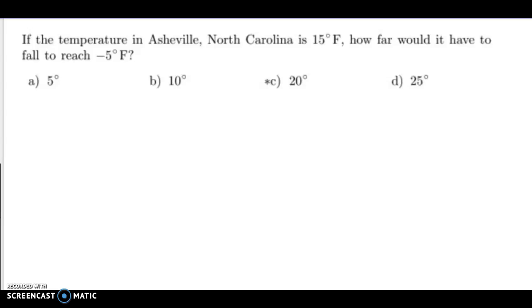It says, if the temperature in Asheville, North Carolina is 15 degrees Fahrenheit, how far would it have to fall to reach -5 degrees Fahrenheit? Well, okay, let's just try to put this on a number line here.